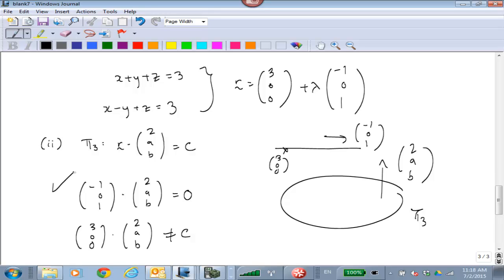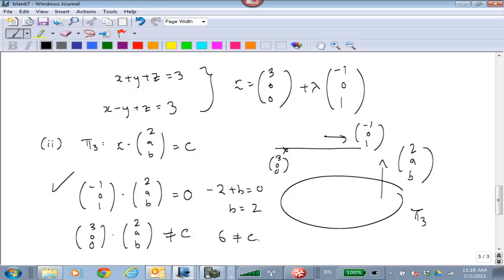So how to make that not happen? The point 3, 0, 0 cannot be on the plane. Which means that when I substitute into the equation of the plane, it cannot be equal. So from here, do you agree that minus 2 plus b equals to 0 comes out? B is equal to 2. And from here, 6 not equal to c. Agree, right?